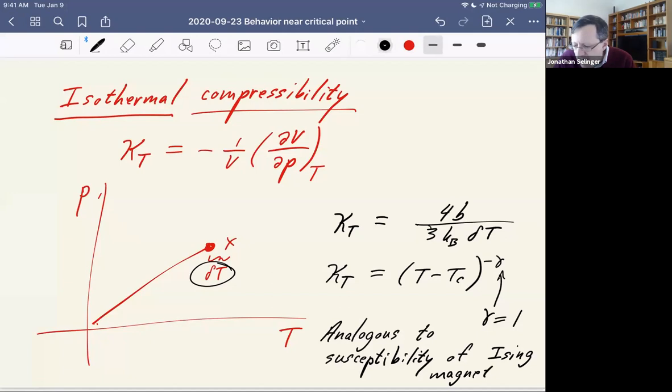And in that case, that tells us, if you put a field on the magnet, how much of a change in the magnetic order parameter do you get? And that's analogous here to saying if you put an extra pressure on this sample of supercritical fluid, how much of a change of volume do you get? The same kind of result.